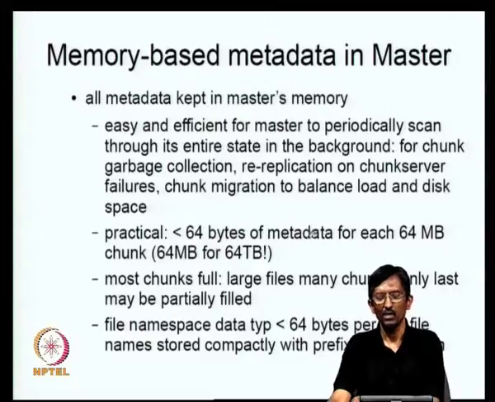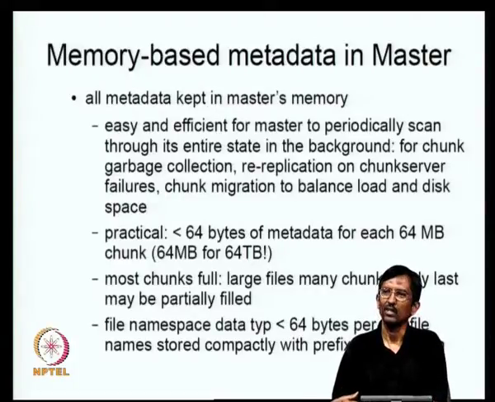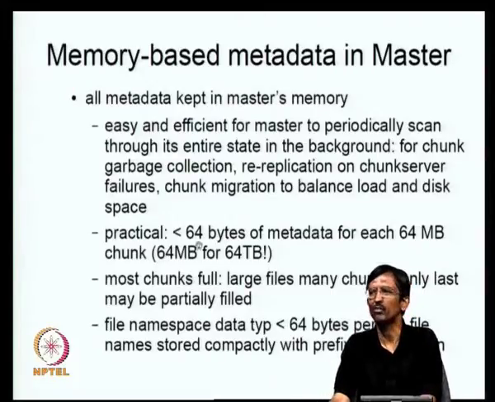Why? Because for each 64 megabyte chunk, it turns out you need less than 64 bytes of metadata. That means that for 64 terabytes, you need only 64 megabytes. Even in 2000, 64 megabytes was not considered very big. So in 2000 they decided that if they were able to have a web of about 100 terabytes, they would need just about 120 megabytes of disk, that is all.